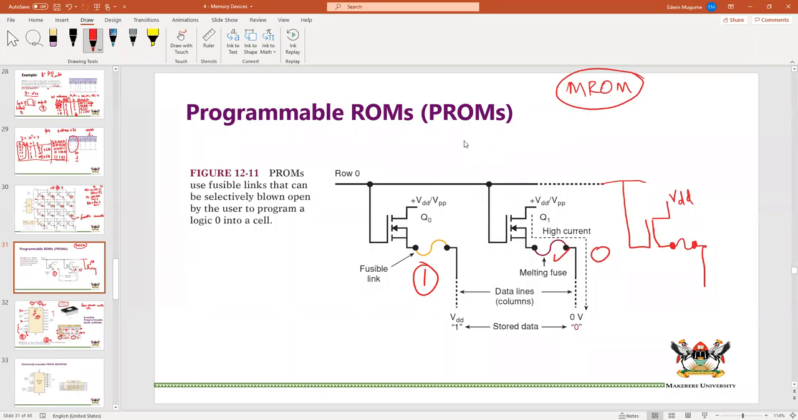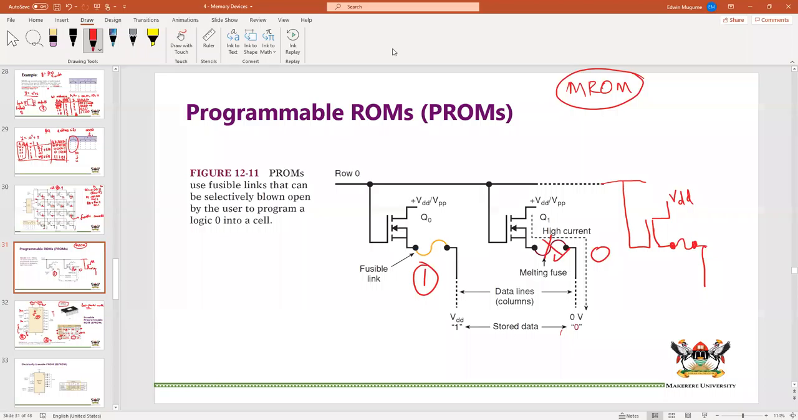So the process of programming is really choosing and implementing storing a zero in a certain memory cell or a one in a certain memory cell. So if I come here and I want a one here, I leave that intact. If I want a zero here, I blow it. If I want a one here, I leave it intact. That is really the process of programming.